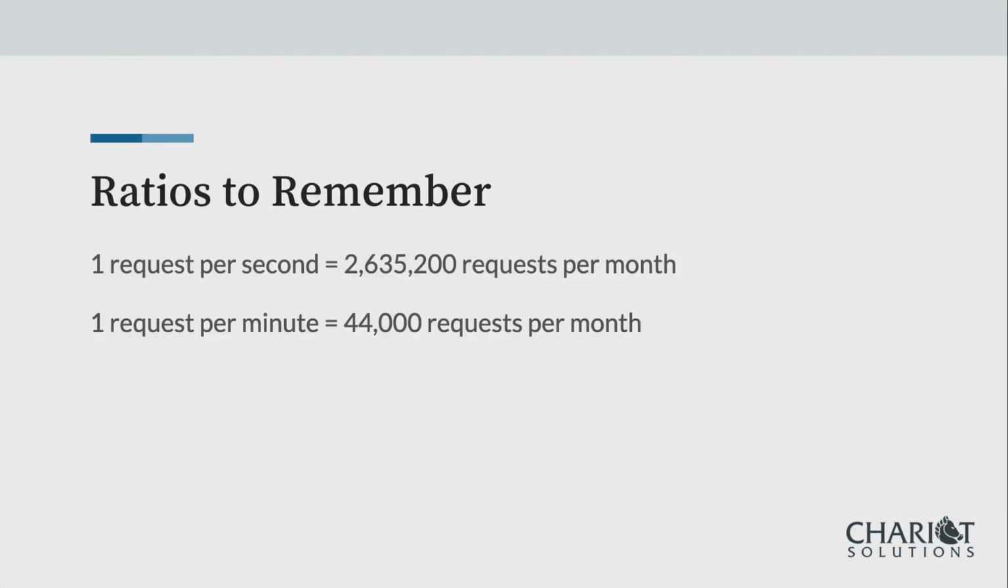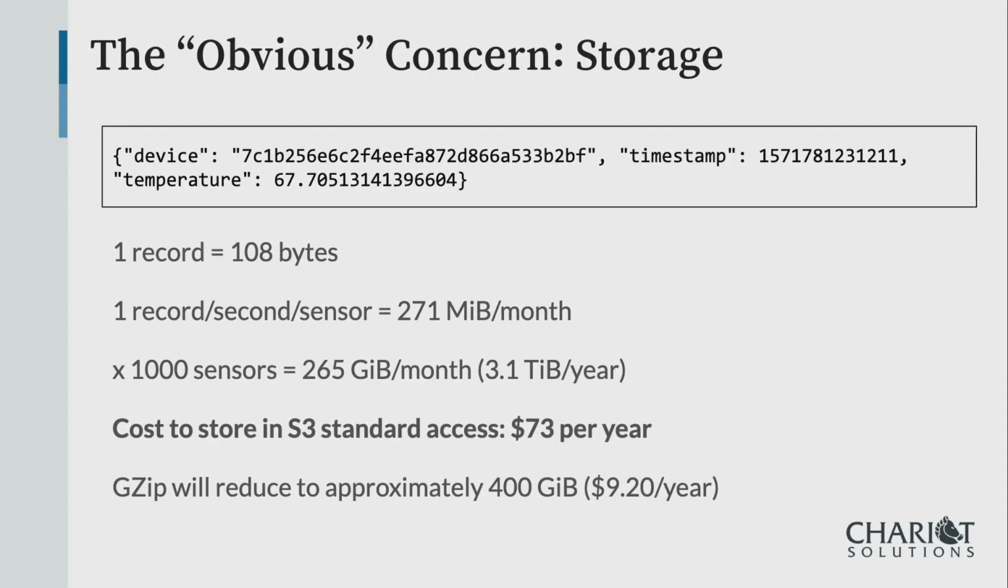Instead, I want to start, especially with IoT, with two ratios. If you do something once a second, you're going to be doing it 2.6 million times a month. If you do it once per minute, you divide by 60, 44,000 times per month. Pretty much everything you're going to do with IoT, from data volume to number of requests, is going to follow this ratio. We're going to start with storage, which is a lot of people's concern.